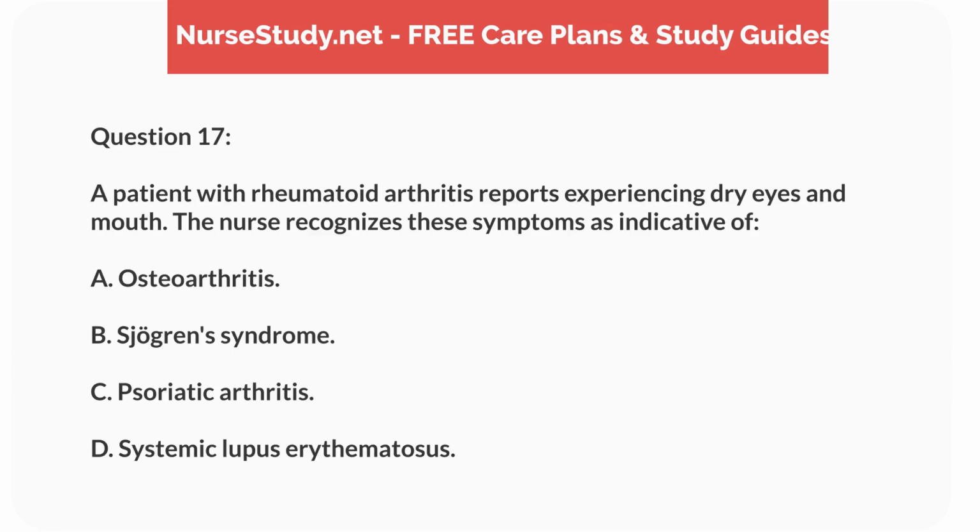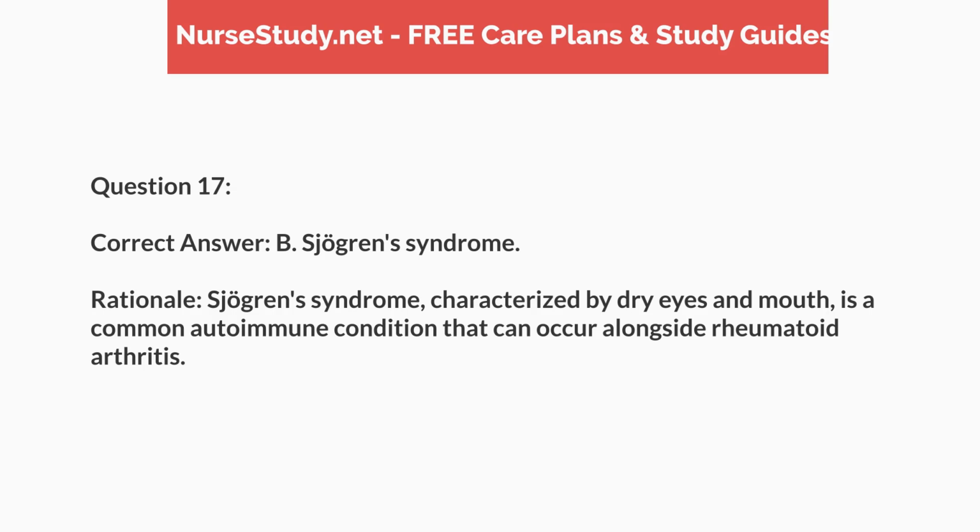Question 17. A patient with rheumatoid arthritis reports experiencing dry eyes and mouth. The nurse recognizes these symptoms as indicative of A. Osteoarthritis. B. Sjogren's syndrome. C. Psoriatic arthritis. D. Systemic lupus erythematosus. Correct answer: B. Sjogren's syndrome. Rationale: Sjogren's syndrome, characterized by dry eyes and mouth, is a common autoimmune condition that can occur alongside rheumatoid arthritis.